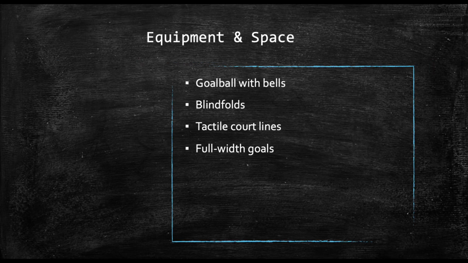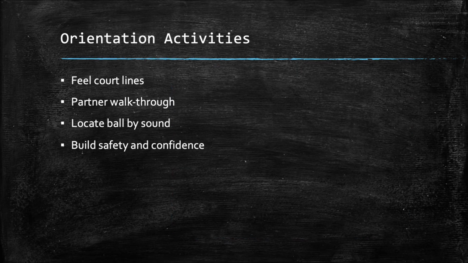Goalball uses specialized equipment, and every piece serves a specific purpose. The ball contains bells to allow auditory tracking. The court has tactile boundary lines so players can orient themselves through touch. Full-width goals ensure that scoring is possible without visual targeting.